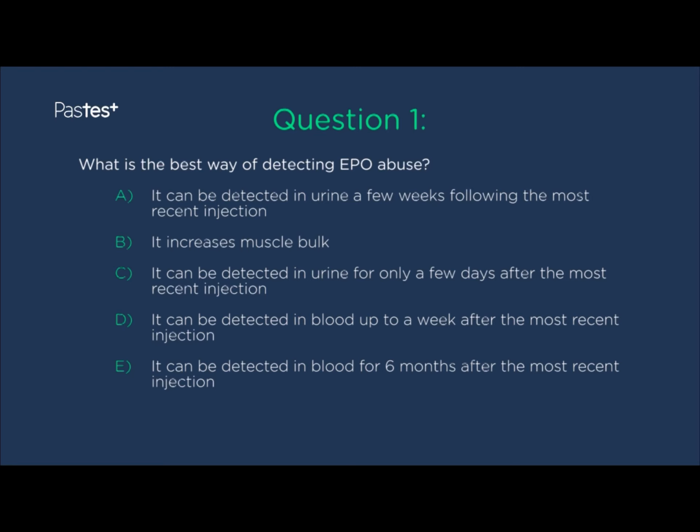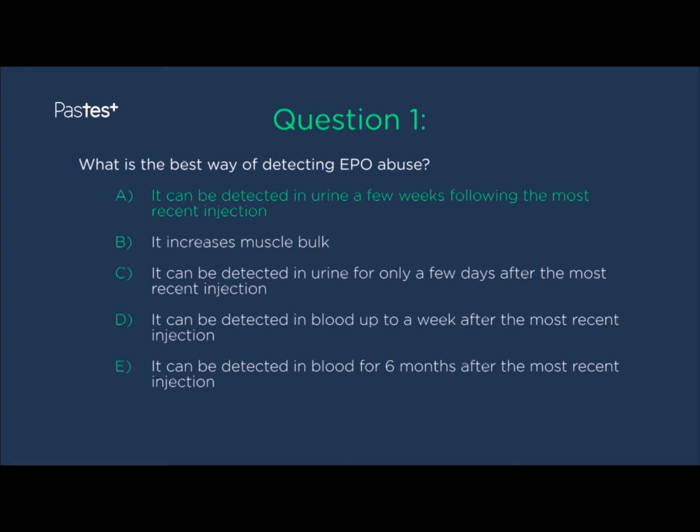I think I'll go through each one, but the answer is the first one, A. It can be detected in the urine for a few weeks following the most recent injection. EPO was used really in the early 1980s as a drug of abuse for those requiring to increase their oxidative gain. What it does is increase your red cell mass, and by increasing that mass, you increase your oxygen carrying capacity. Therefore, for short bursts of energy, you have more energy than your competitor. It doesn't increase muscle bulk.